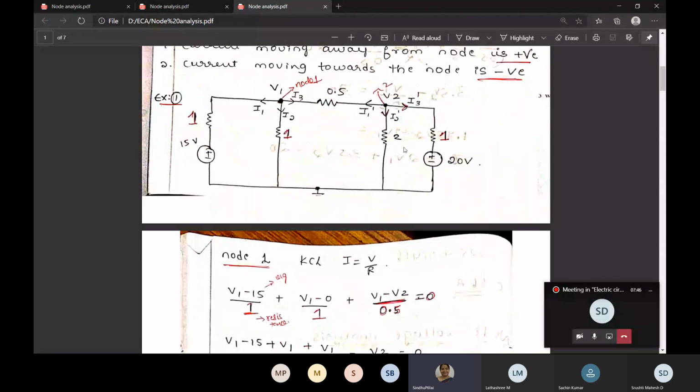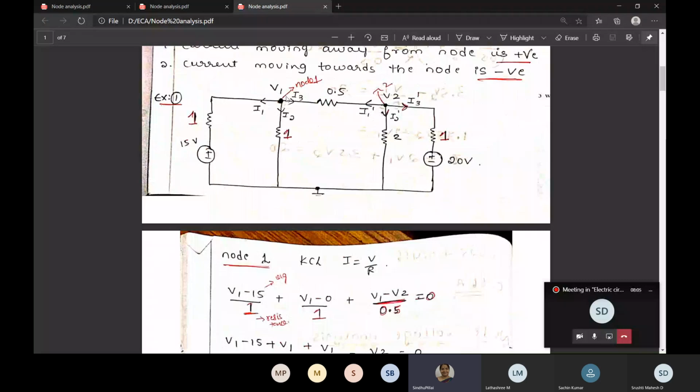And one more thing, for all node analysis, there will be one common ground node. At the bottom where all the branches meet, we call it the ground node. Other than that, we have two nodes. The common ground node will be there for all networks.